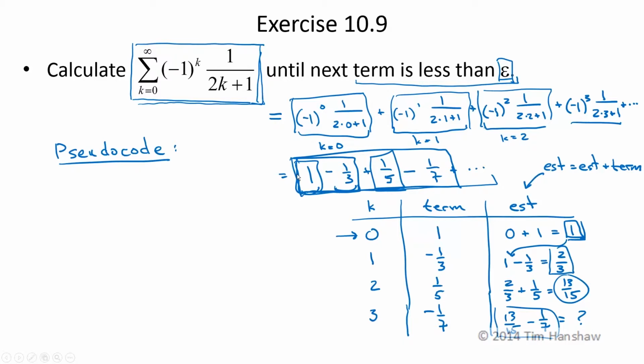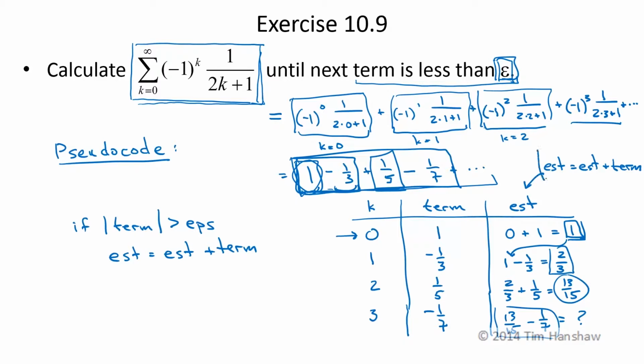So I like to start my pseudocode with the looping process. If the absolute value of term is greater than EPS, so once I've calculated a term, I check to see if it's bigger than my tolerance. If it is, then I need to calculate the sum and the next term. To calculate my sum, EST is equal to EST plus term.